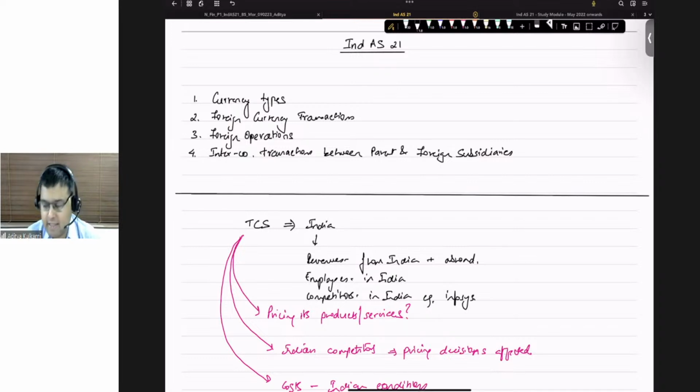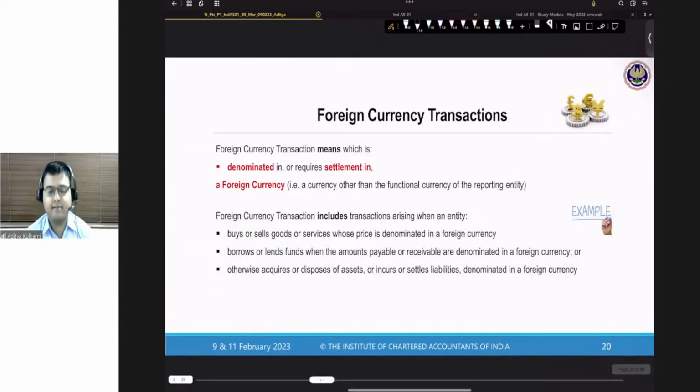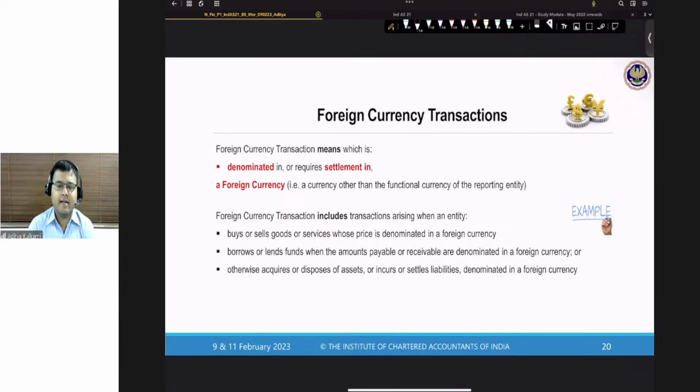Okay, coming to the next aspect, the next one is what you are already aware of, that is foreign currency transactions. A foreign currency transaction means a transaction which is denominated, matlab invoice kis mein aata hai. It could be a sale invoice, it could be a purchase invoice, whatever it is, denominated in, or it requires settlement in a foreign currency. So what is a foreign currency? Currency other than the functional currency of the reporting entity. Very simple, just like what you used to do in AS11, nothing else.